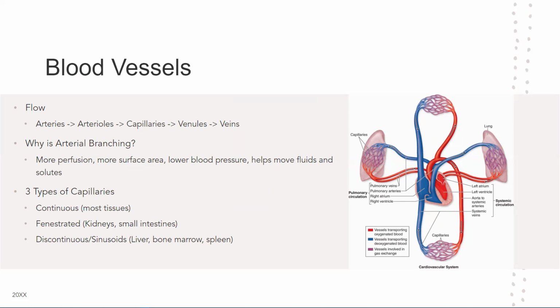And the three types of capillaries that we have: the continuous, which is in most tissues. We have fenestrated, the ones that have little holes. Those are usually in the kidneys and small intestine.